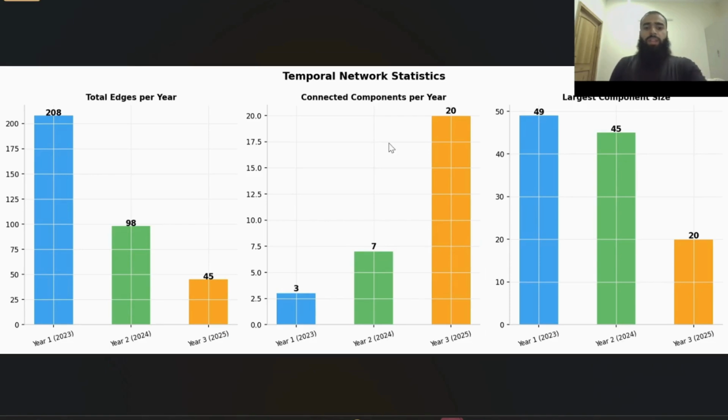This three-panel chart tracks key network statistics across the years. Left panel, total edges declining from 208 edges to 98 and then to 45. The middle panel, connected components rising from about 3 to 7 and to 20 as the network fragments. Right panel, the largest connected component shrinking, showing that the largest single cluster is dissolving.